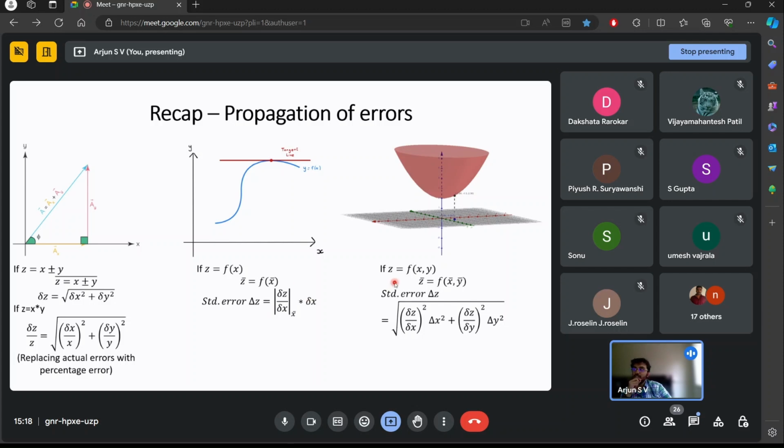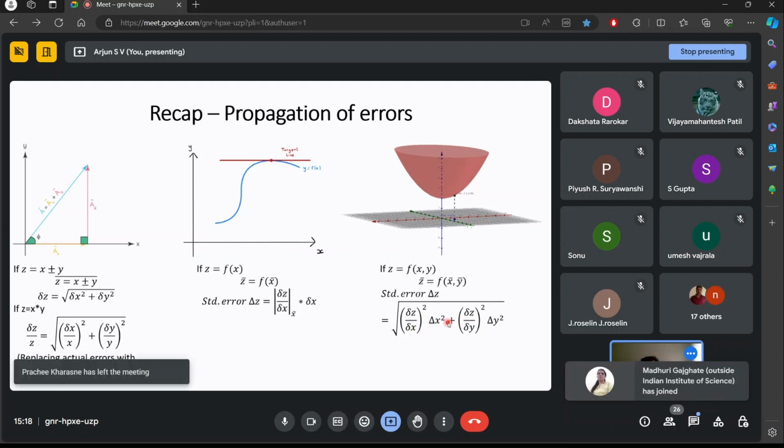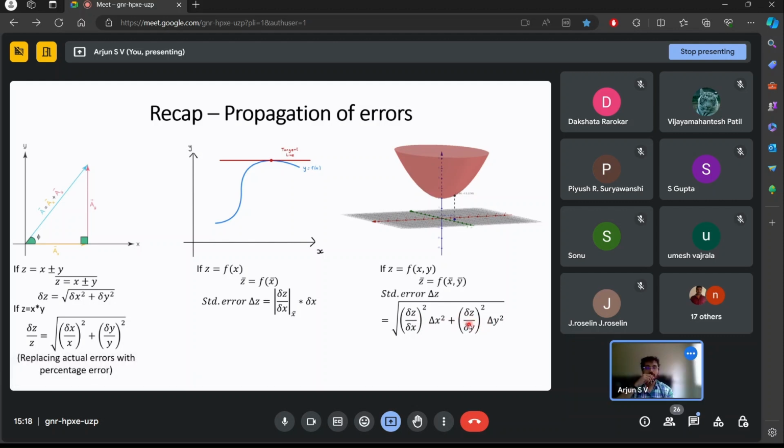The same thing goes for z if it depends on two different variables. If z is a function of both x and y, then z bar will be a function of both x bar and y bar. But the standard error delta z will be built from the sum of squares of the standard errors of each variable multiplied by their own derivative at that point. So it will be the square root of (dou z by dou x, the whole square, into delta x squared, plus dou z by dou y, the whole square, into delta y squared).